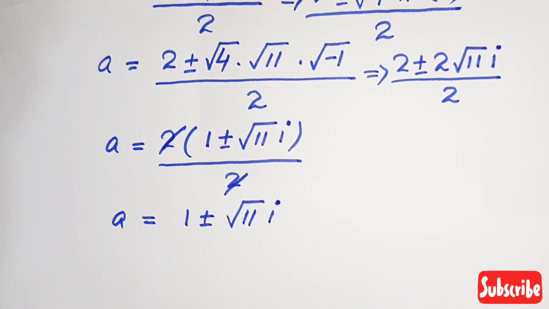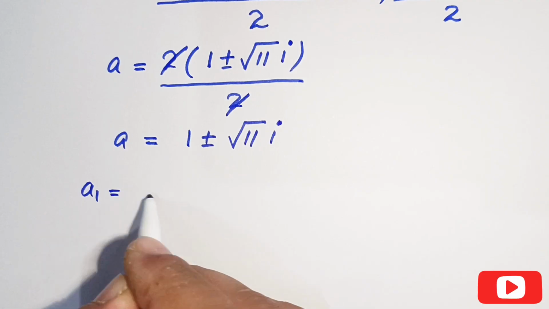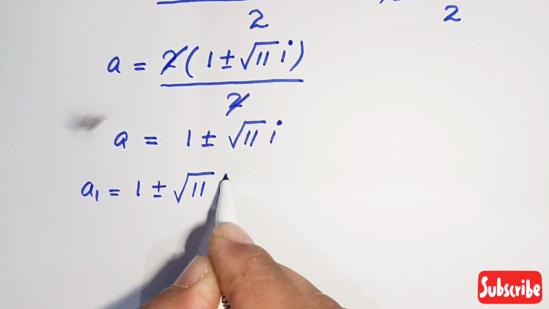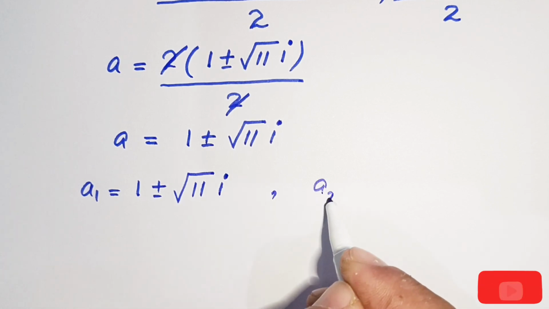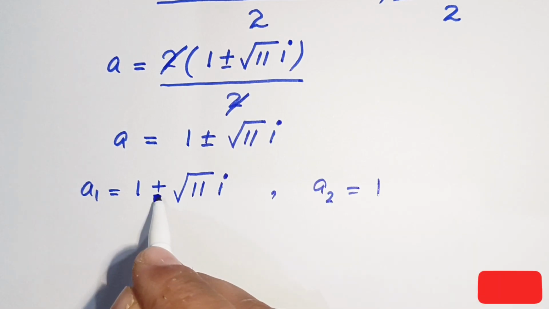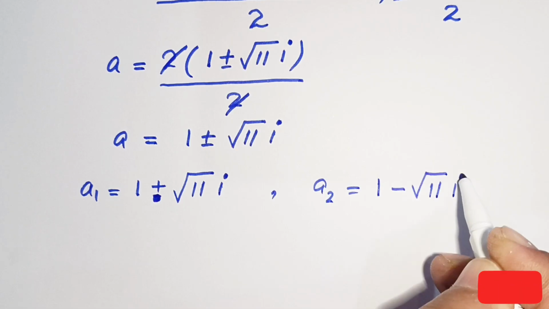So here we have two values of a: a1 is equal to 1 plus square root of 11 i, and a2 is equal to 1 minus square root of 11 i.